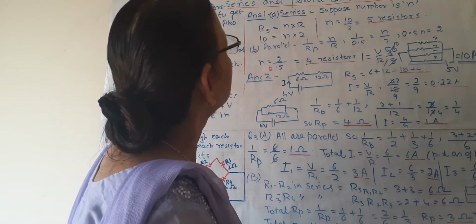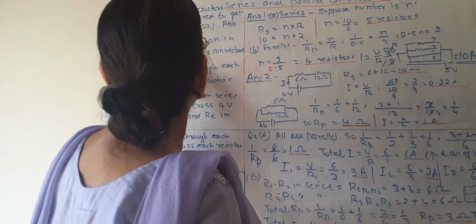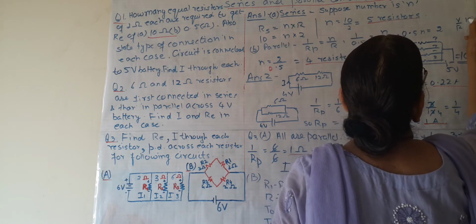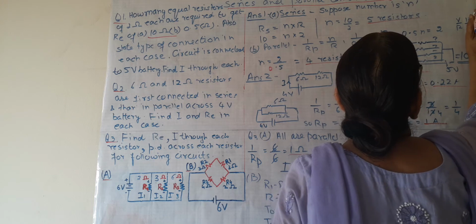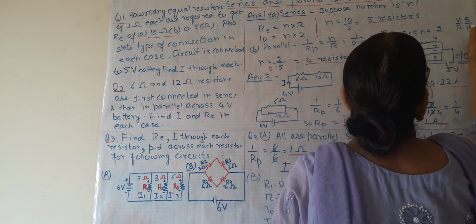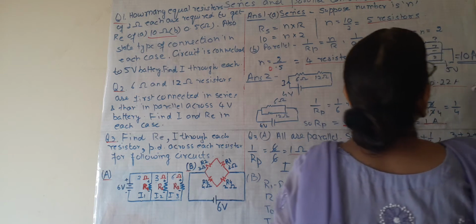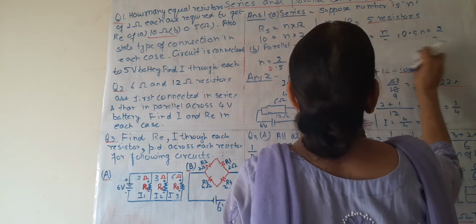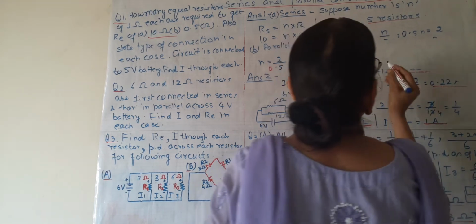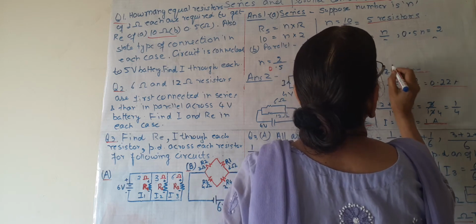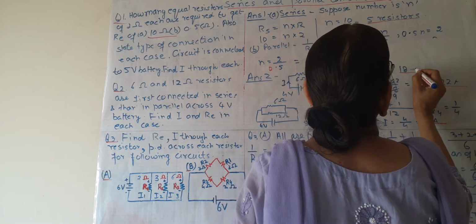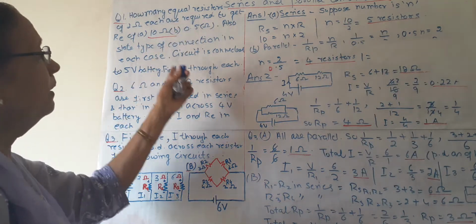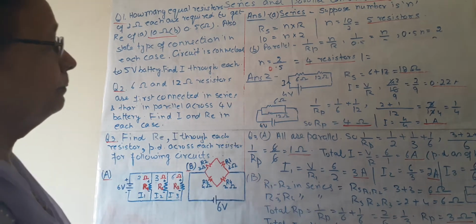In series, total is 10, V upon R, 5 upon 10. It is correct. So half ampere current in series and so much current in parallel. So in this way, this first question is completed.